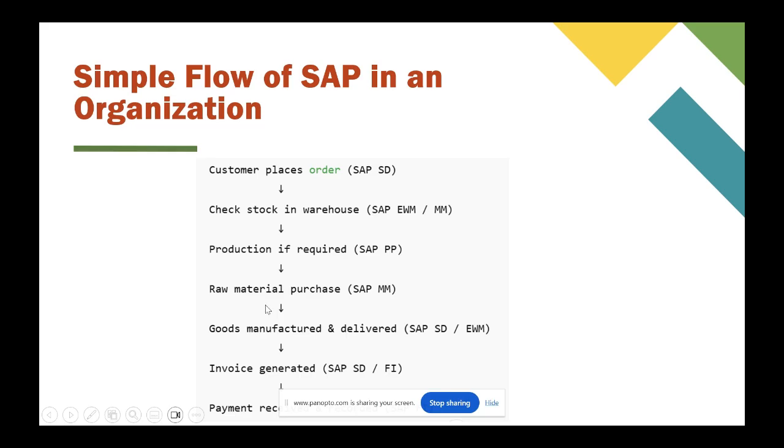Then it goes to production planning, which will be handled by the PP consultant, that is SAP PP. Then raw material and purchase will be the responsibility of Material Management, and it goes to goods manufacturing and delivery, which will be done by the SD consultant and EWM. The invoice generated will involve the finance and SD modules. Both are involved in this. And finally, the payment received and recorded will be handled by SAP FI, the finance department.